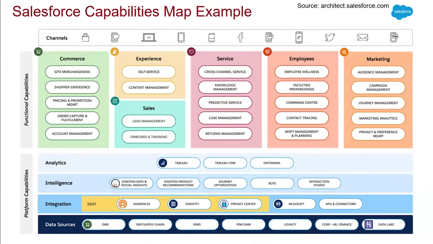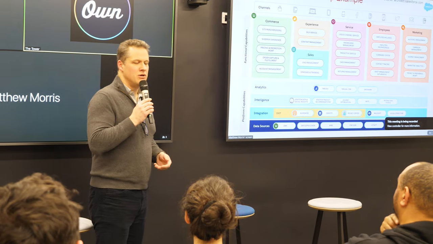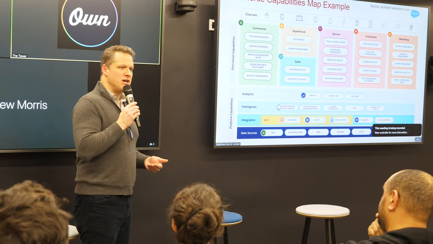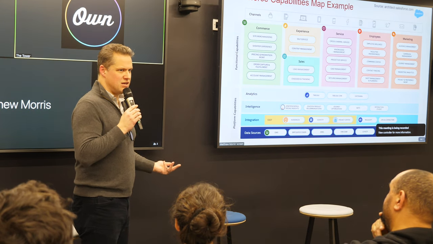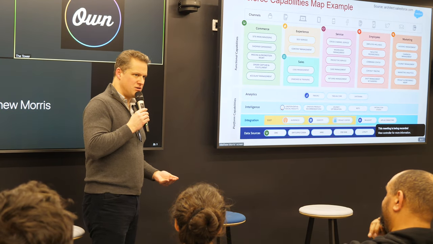Capabilities map, so that's one I ripped off the Salesforce website. I love capabilities because capabilities allow you to move forward with a client or at your business. Typically, people are used to talking about things at system level. We need to change SAP. Well, that's never going to happen. We need to take the CRM capabilities out of SAP and put it into Salesforce. Now, that's a bit more of a conversation you can have.